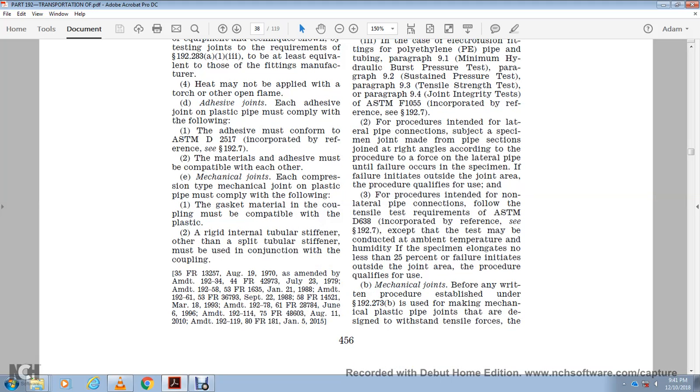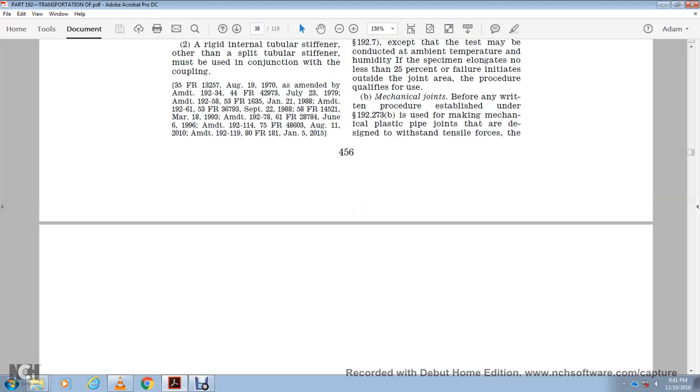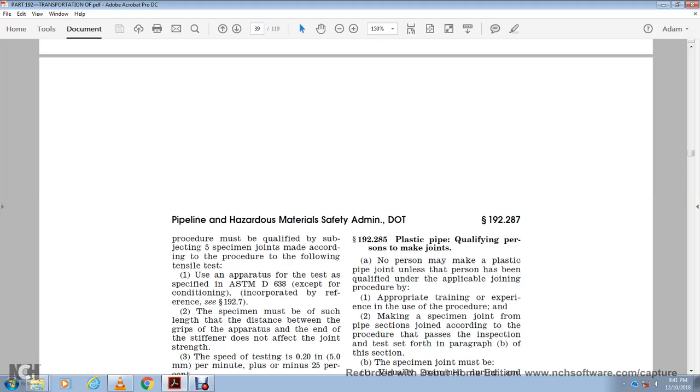Mechanical joints. Before writing the procedure established under 192.273(b) for the mechanical plastic pipe joint designed to withstand tensile forces, the procedure must be qualified as subject to the pipe specimen joint according to the temperature, with the following tensile test. Use the parameters of the test specified in ASTM D638. The specimen must be such that the length of the distance between the grips of the upper end of the fixture does not affect the joint strength.